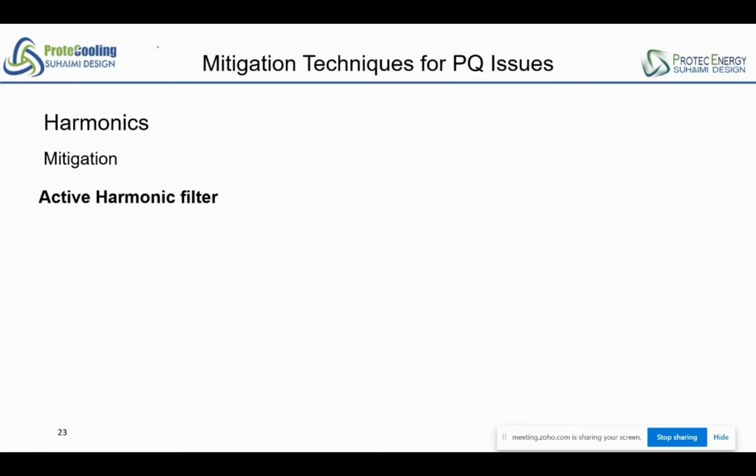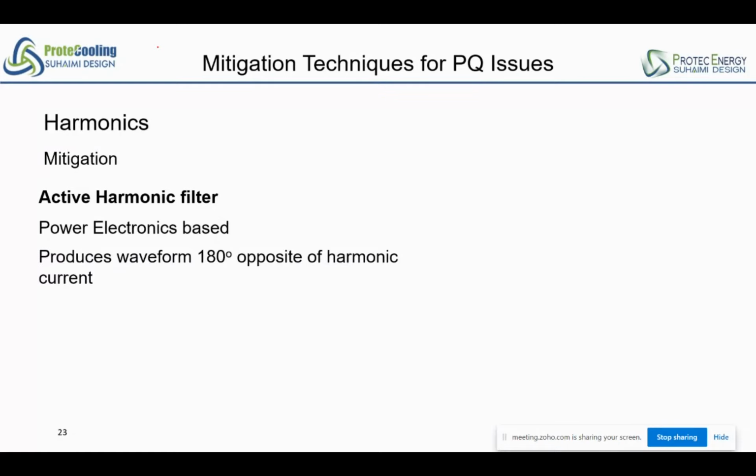Then we have active harmonic filters, which are like solid state devices. These are power electronics, so they form one opposite to the harmonic current. If you have a harmonic current of fifth order harmonics, these active harmonic filters will generate a fifth order harmonic which is 180 degrees opposite to your fifth order harmonics. So basically they will cancel out each other. If this is the harmonic current, this will be generated by the AHF. These two, which are in opposite phase of each other, will be cancelling out each other.